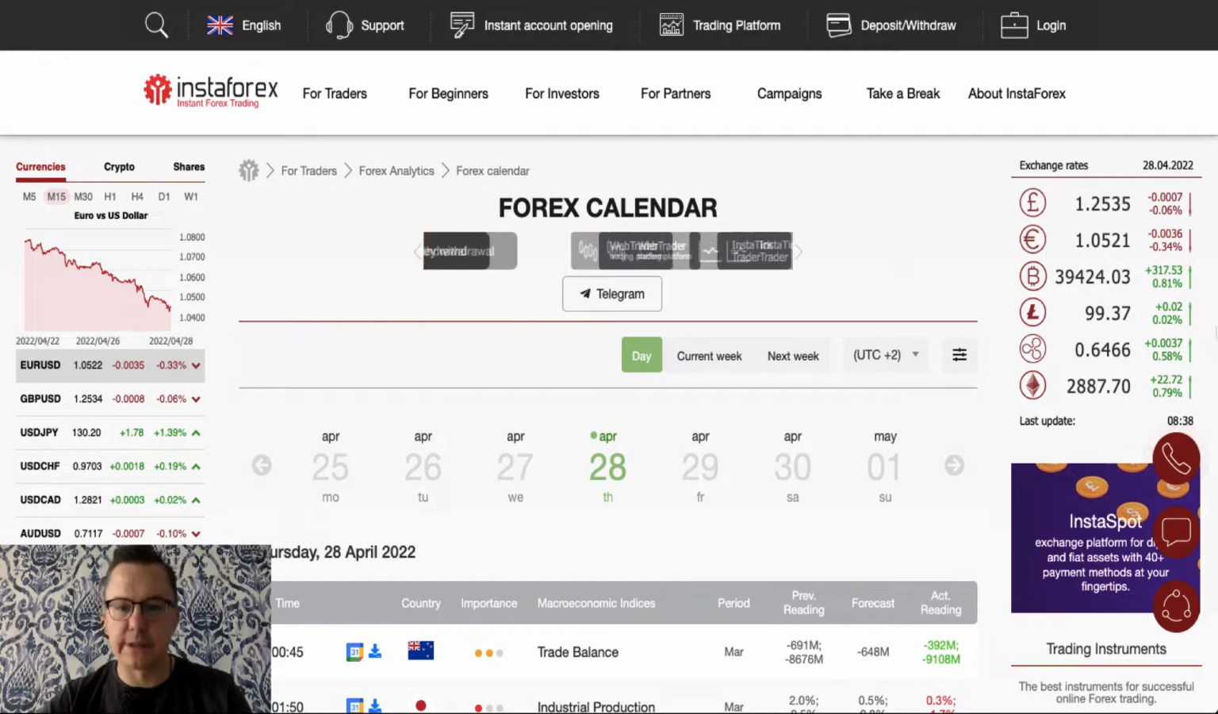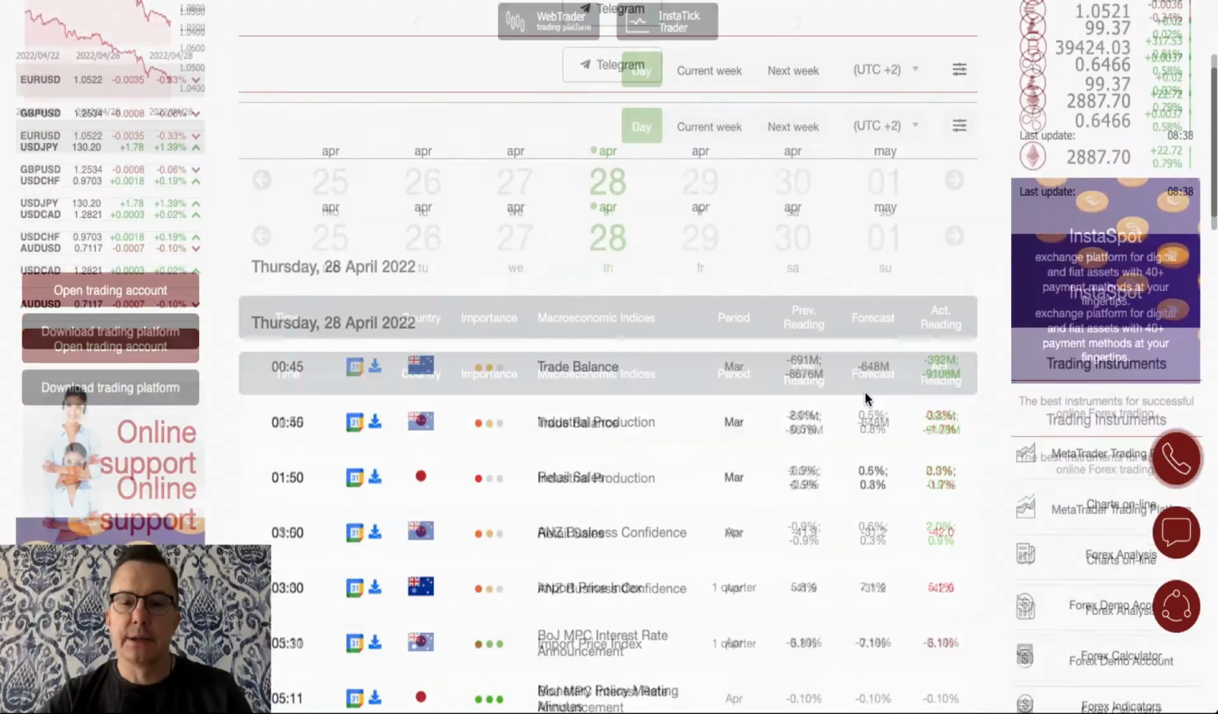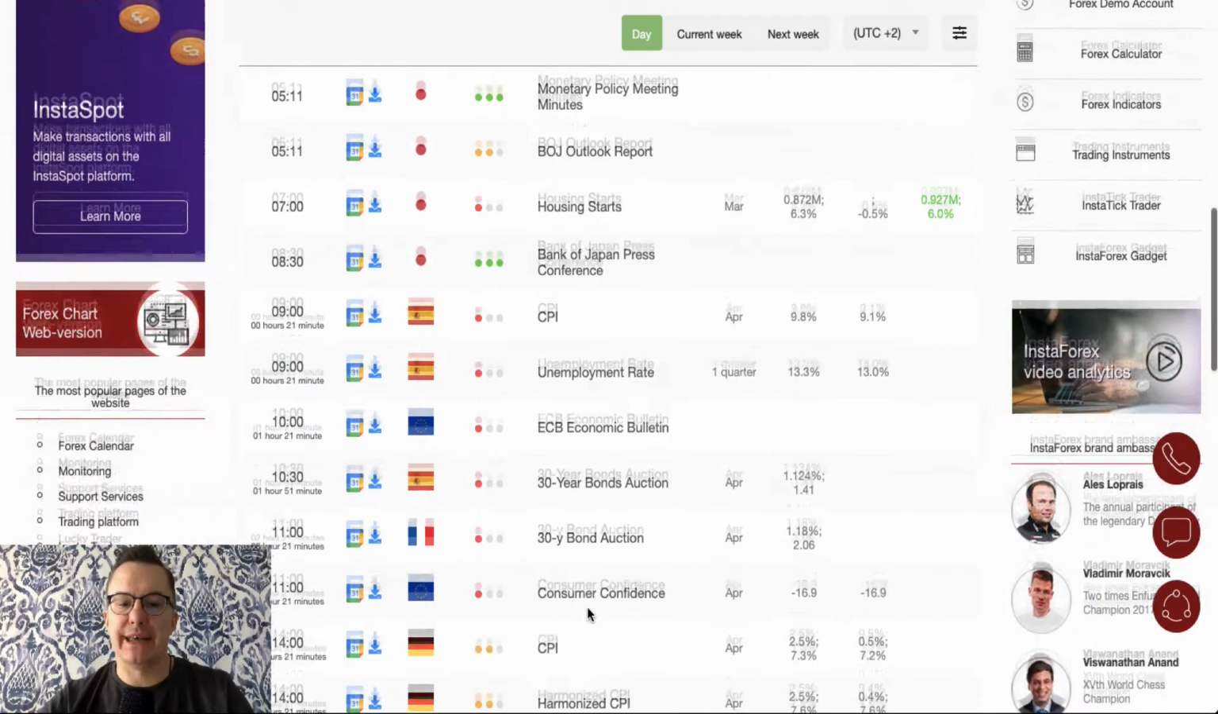Let's start with the Forex calendar. The key event of the Asian session was the Bank of Japan interest rate announcement. As you can see, the interest rate is still at the same level, minus 0.1%. There were monetary policy meeting minutes released, and of course there was a Bank of Japan press conference. So that's the key event of the Asian session.